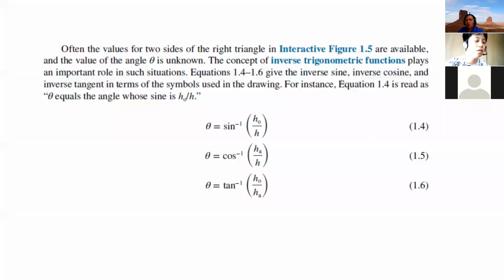Next, what if you want to know the angle? If you want to know the angle, you use the inverse trigonometric function. So you have the inverse sine, inverse cosine, and inverse tangent. So what does it mean?